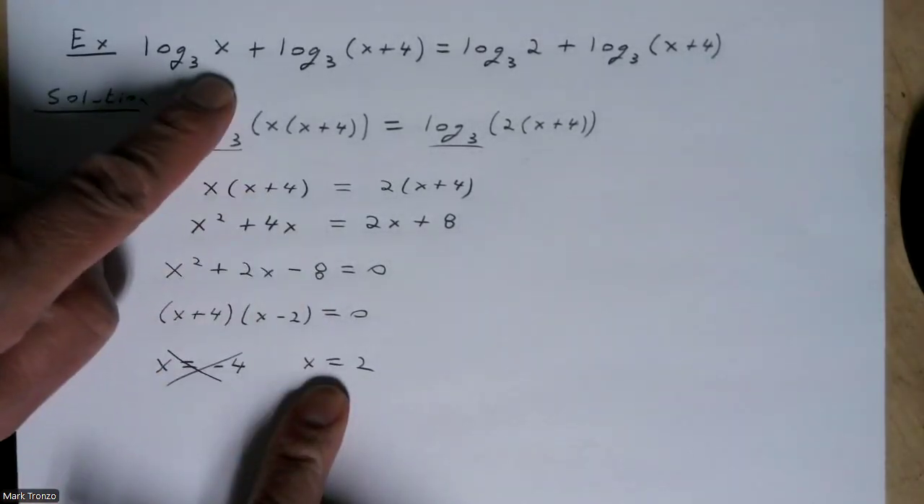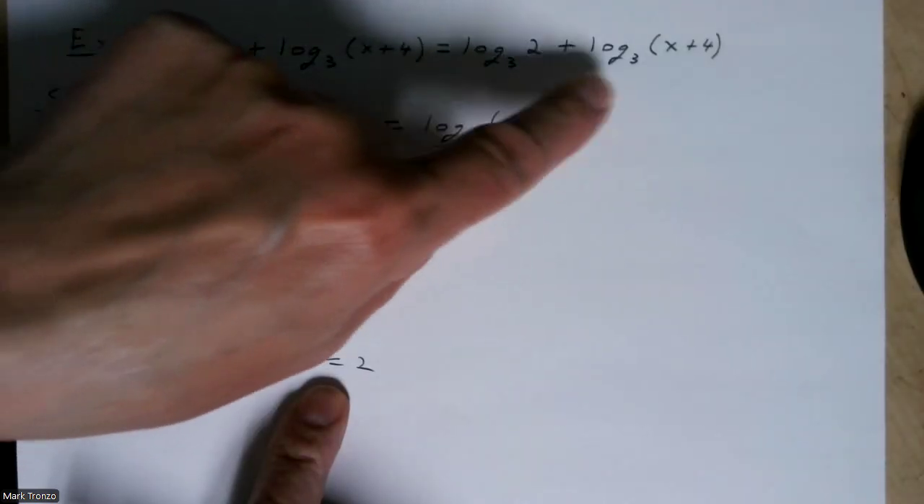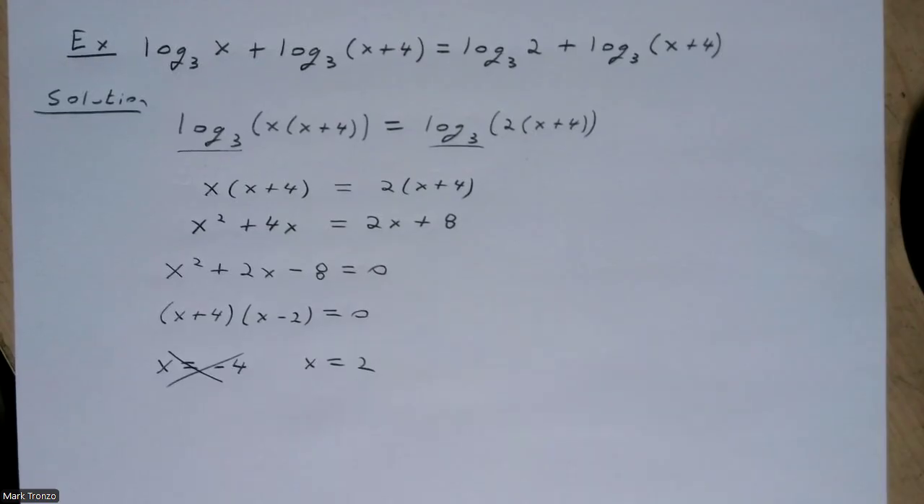If you put 2 in here, log of 2 is good. Put it into the log of 6 is good. That's good. Log of 6, so that's okay. So our only answer is x equals 2. So there you have some basic problems for rules for logs.